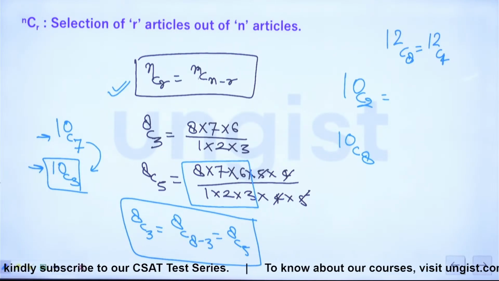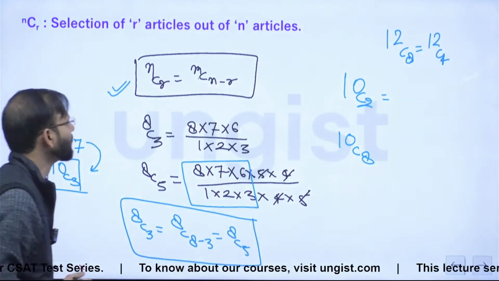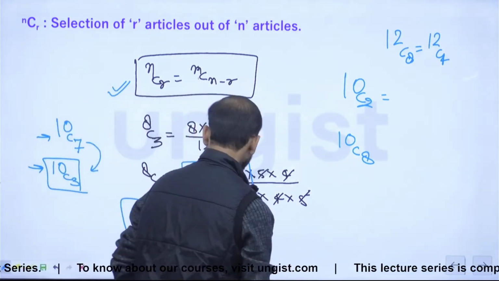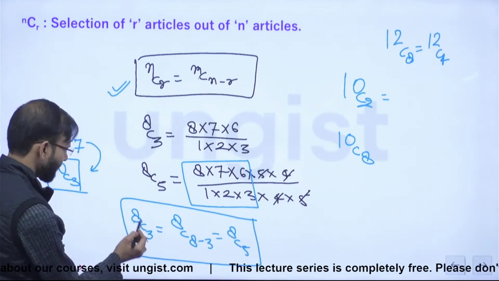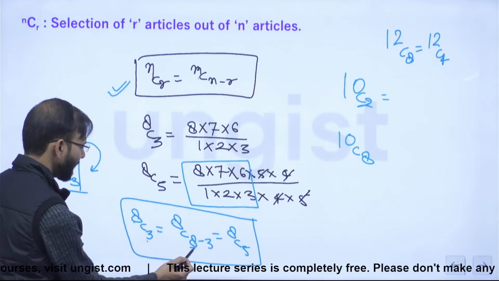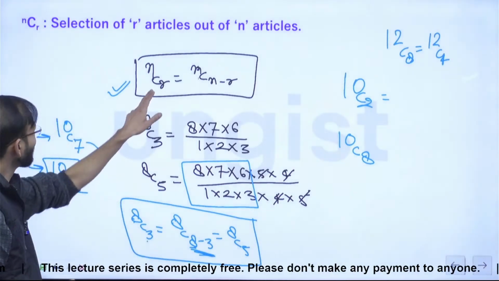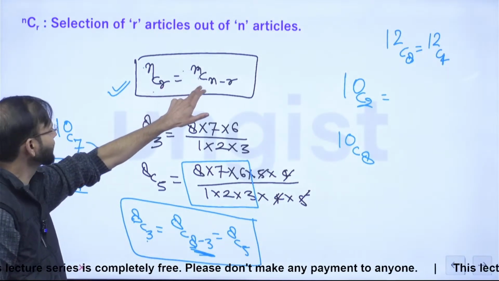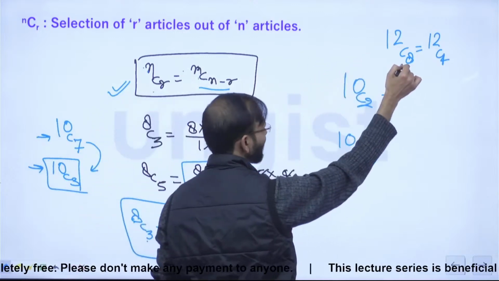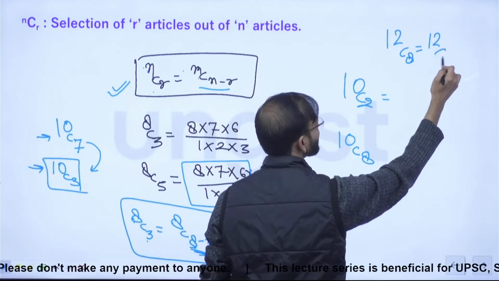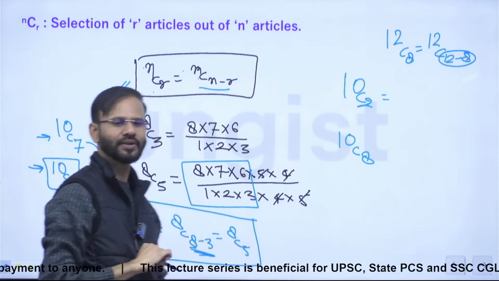Any query, anyone? Any confusion? Look at 12C8, did you see this? The difference of these two, right? 8 minus 3, this is 8 minus 3. So NCR is the same as NC of the difference of this. Similarly, 12C8 will be same as 12C of 12 minus 8. And what is 12 minus 8? It is 4, right?